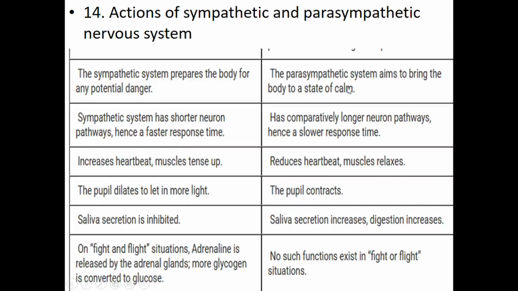But the parasympathetic system aims to bring the body to a state of calm. It has a comparatively longer neuron pathway, hence slower response time. It reduces the heartbeat, muscles relax, pupils contract, saliva secretion increases, and digestion increases. No such functions exist in fight or flight situations.